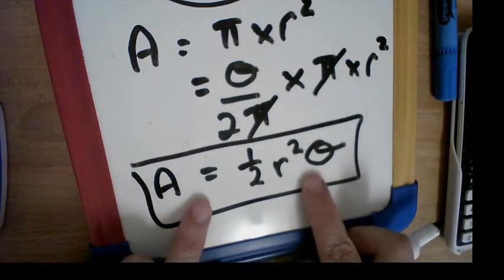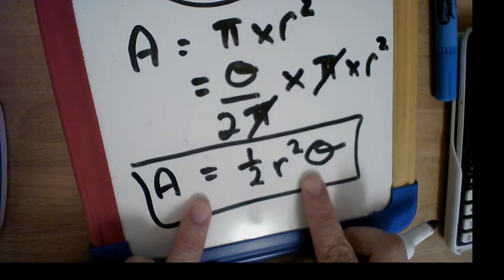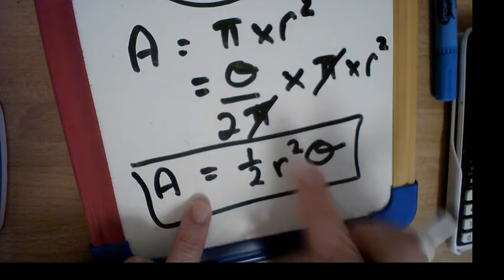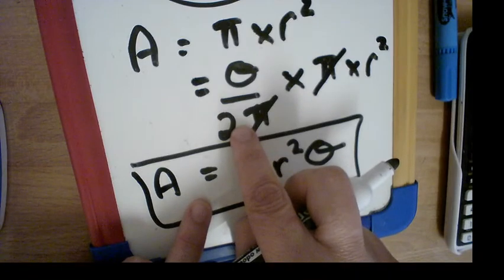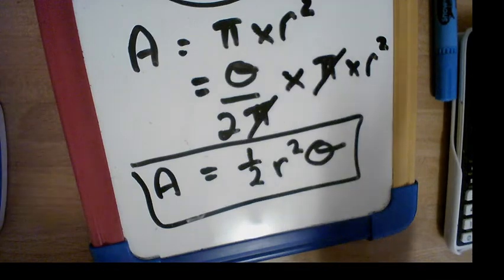Notice, if you're using this formula, that angle better be in radians. It does not work for degrees. Degrees, you'd put that 360 there, and it would be completely different.